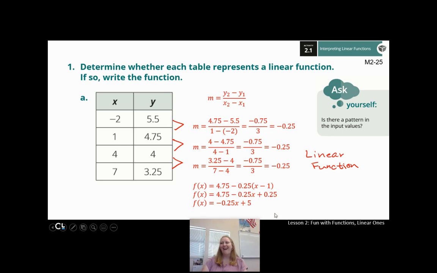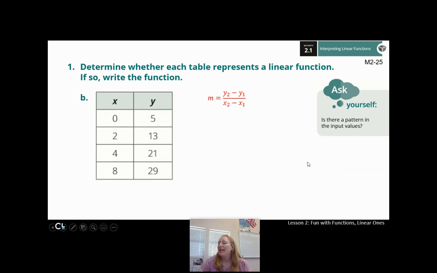And look at that. I just wrote a function. I feel so talented. I feel so smart. So that's a weird little trick, using my arithmetic explicit sequence to help me write my function. Weird, but it works. I know it's a linear function, so it's all good. Then we had table B.